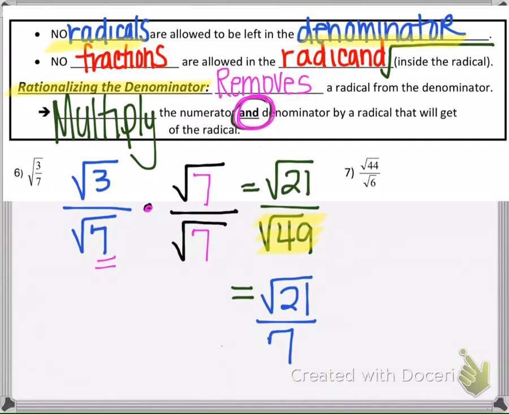Okay, and then before we say we're done, we just need to make sure, can 21 be simplified? So if I make a factor tree, you can see it doesn't have any common numbers there. So that's it. That is our final answer.